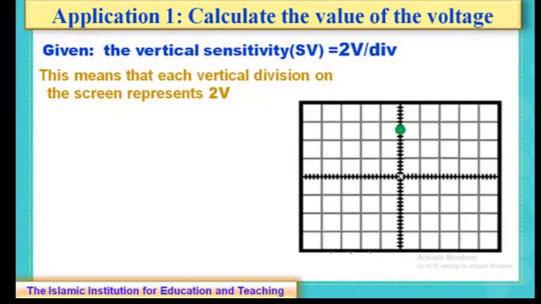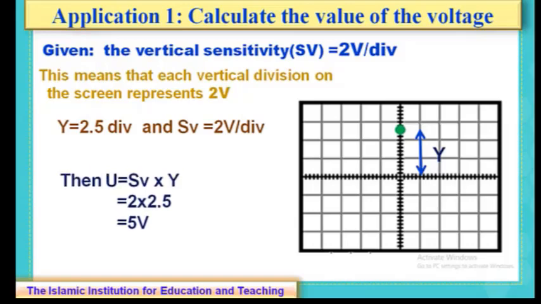The luminous spot is moving upwards by 1 division, 2 divisions, 2.2, 2.4, and this is 2.5 divisions. So Y is equal to 2.5 divisions. By applying the general formula, we get U equals SV times Y. We substitute SV and Y by their numerical values, then we get U equal 5 volt.